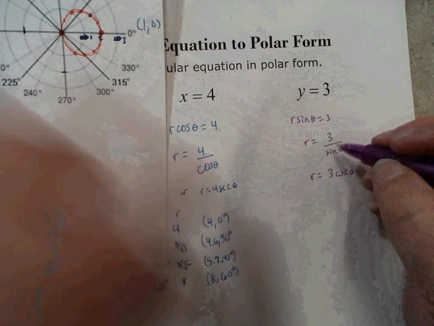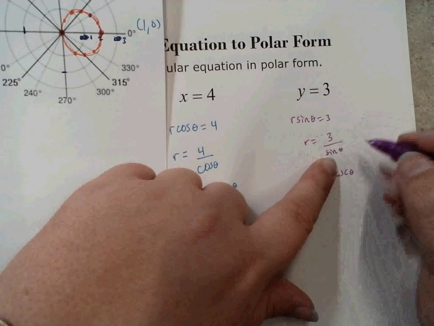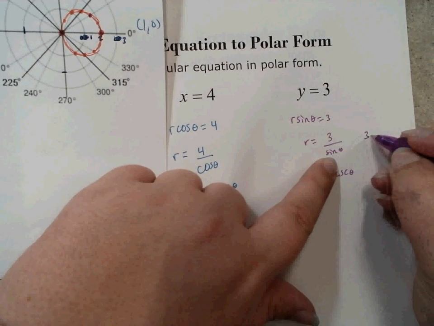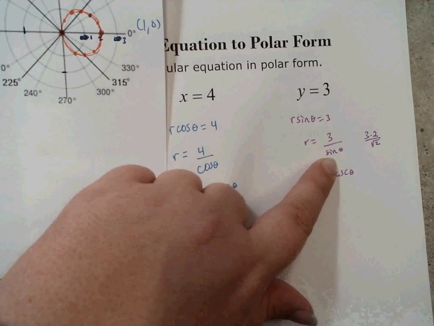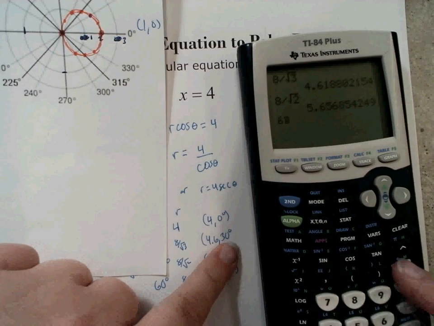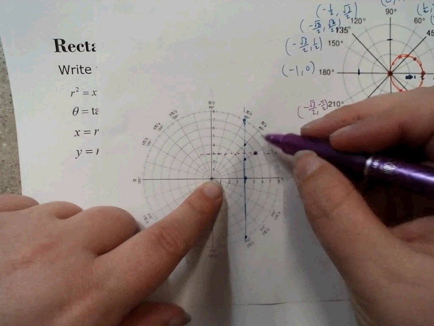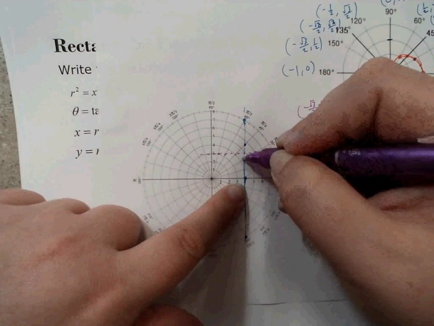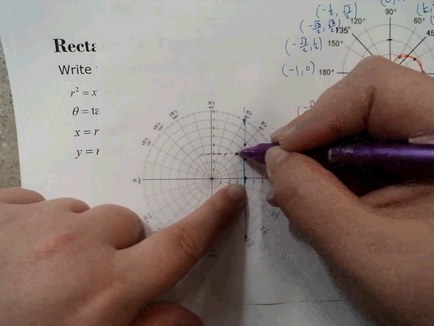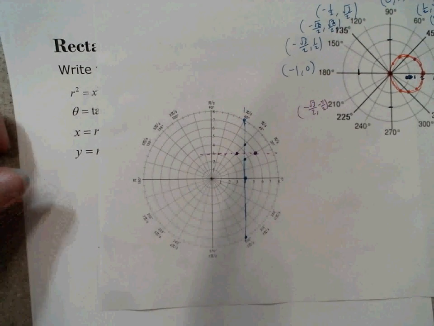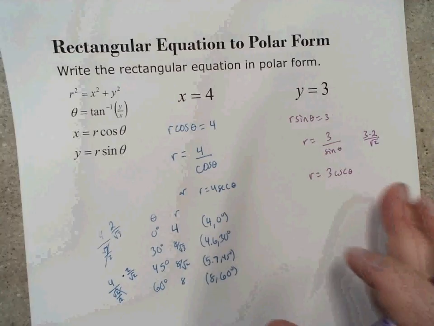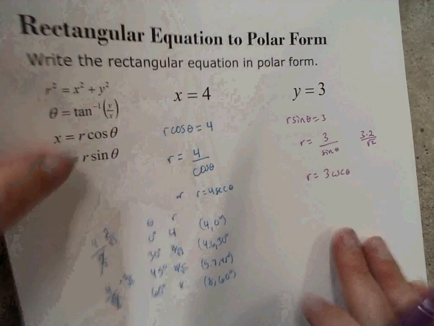And let's go 45 degrees. Sine of 45 degrees is square root of 2 over 2. 3 divided by square root of 2 over 2 is the same thing as 3 times 2 divided by the square root of 2. And 6 divided by the square root of 2 is 4.24. So it would be 4.24 at 45 degrees, somewhere right in there. And there we go. Yeah, that makes sense. Okay, I'm going to create that horizontal line.